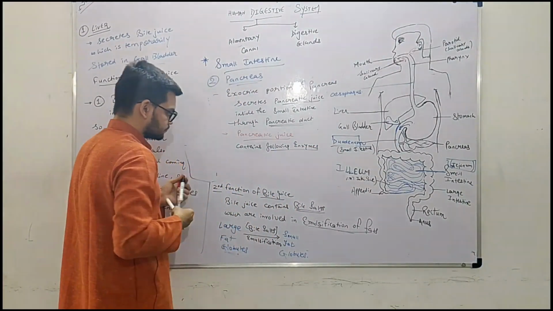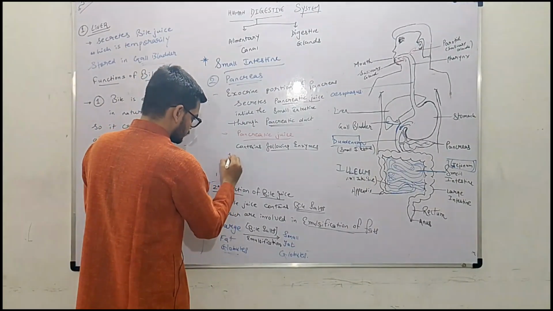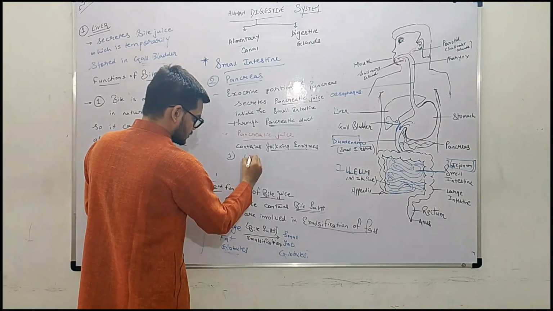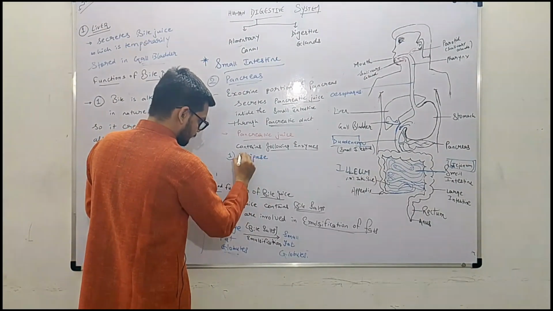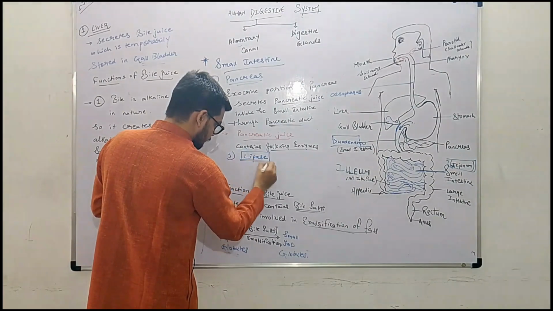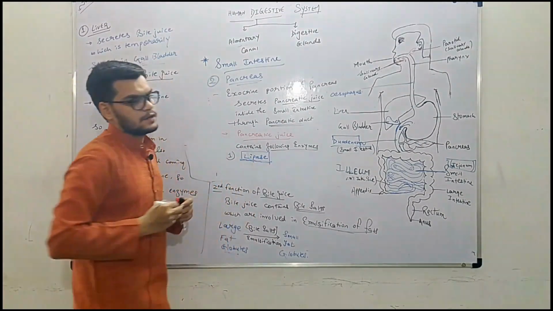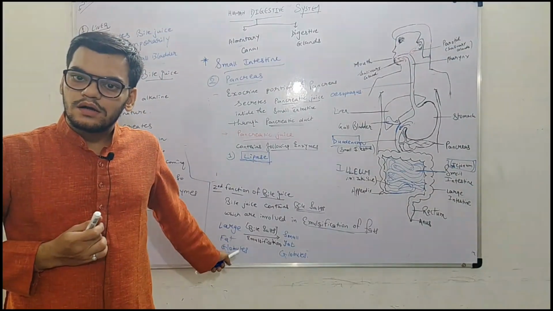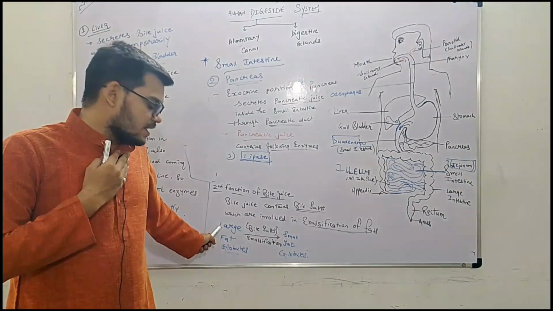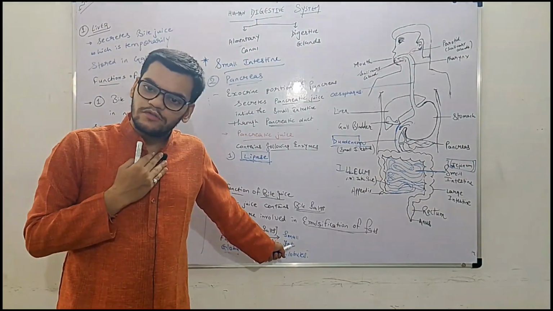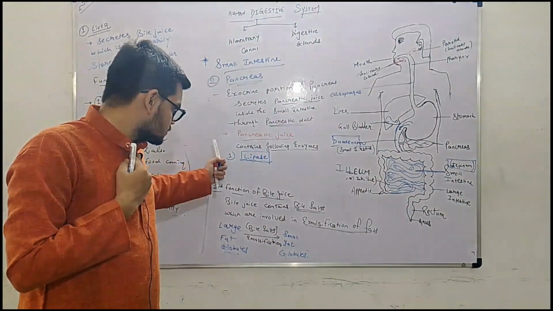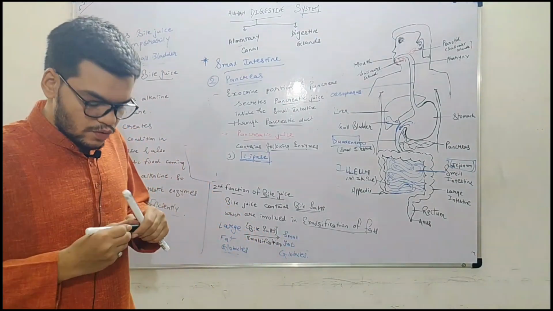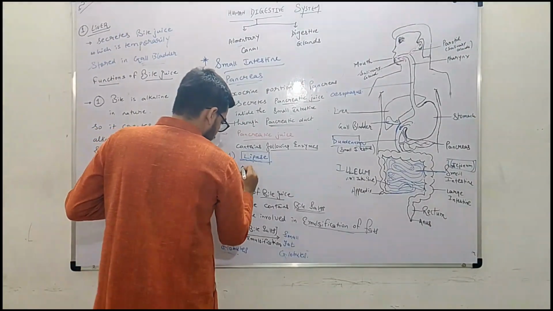The first is lipase. As we have discussed, bile salt will convert large fat globules into small fat globules. These small fat globules are further broken down, digested into fatty acid and glycerol.